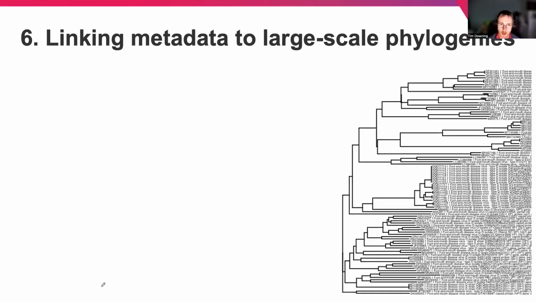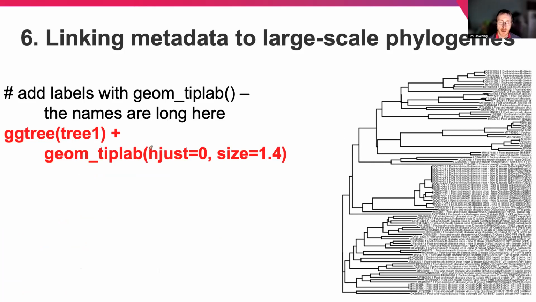So for example, if we add the command tiplab with no horizontal adjustment and a certain size, we can see a tree like this. So admittedly, these names we just downloaded are very, very long and need some parsing, but we can certainly see certain ones if we modify them in a way that suits.